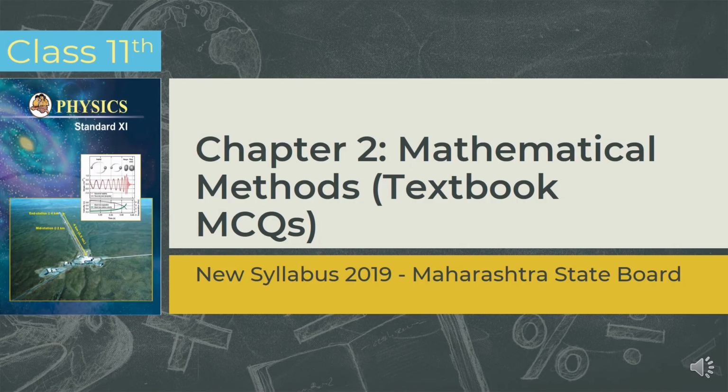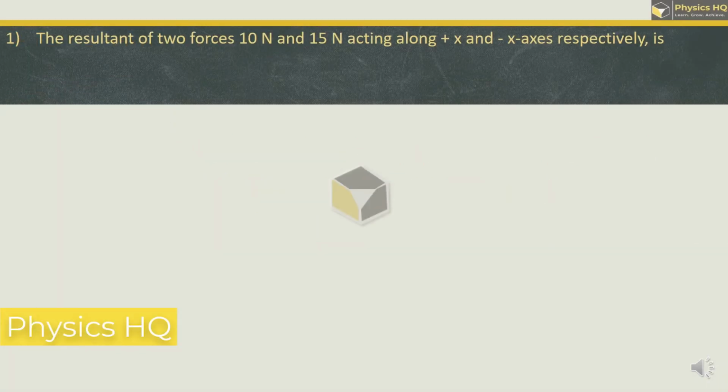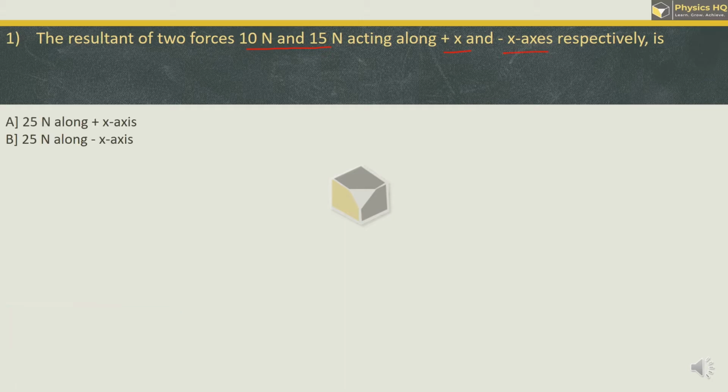Continuing with the class 11th lecture series for solving MCQs and sums, today we'll be covering textbook MCQs of chapter 2, mathematical methods. So let us start with the first MCQ. The resultant of two forces 10 Newton and 15 Newton acting along positive x-axis and negative x-axis respectively is: 25 Newton along positive x-axis, 25 Newton along negative x-axis, 5 Newton along positive x-axis, 5 Newton along negative x-axis.